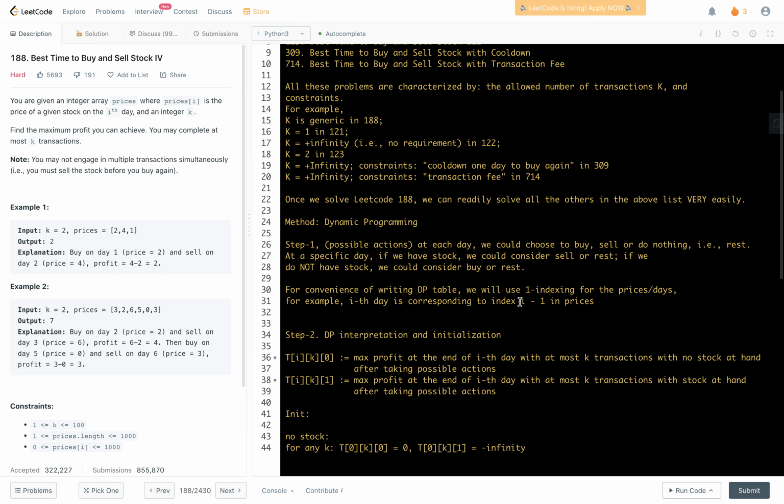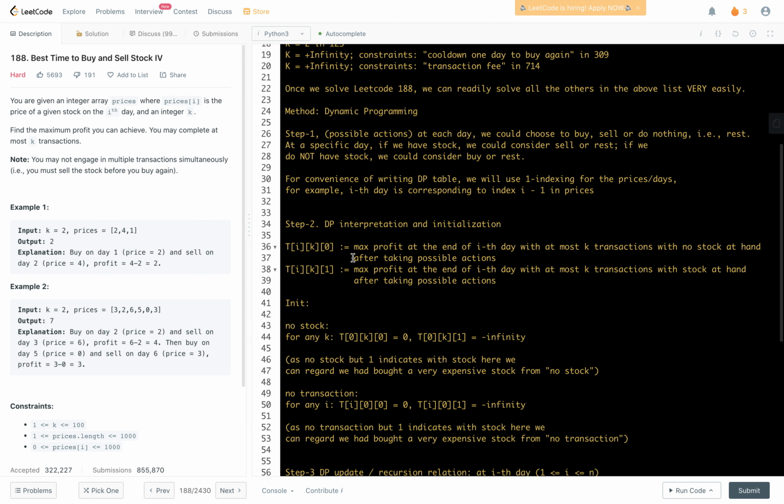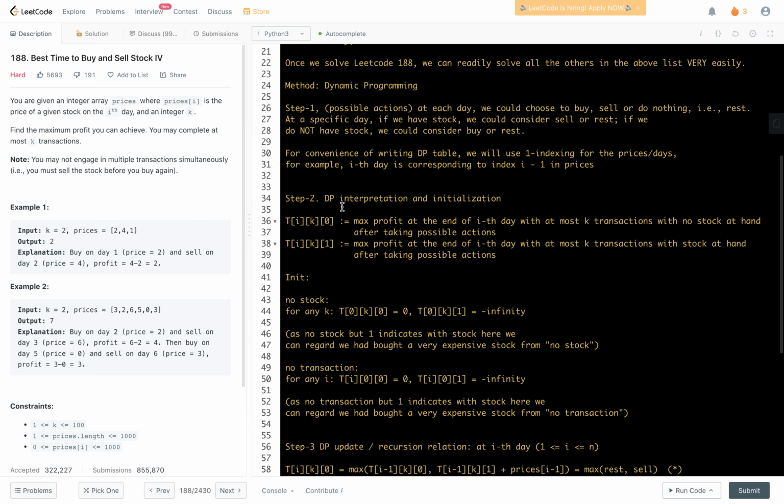For convenience of writing the DP table later, we are going to use one indexing for the prices or days. For example, day i corresponds to the index i-1 in prices. This is just for convenience. So this is step 1. In step 1, we specified the possible actions we could take. There are 3 in total: either buy or sell or do nothing, in other words, rest. Now with that said, let's look at step 2.